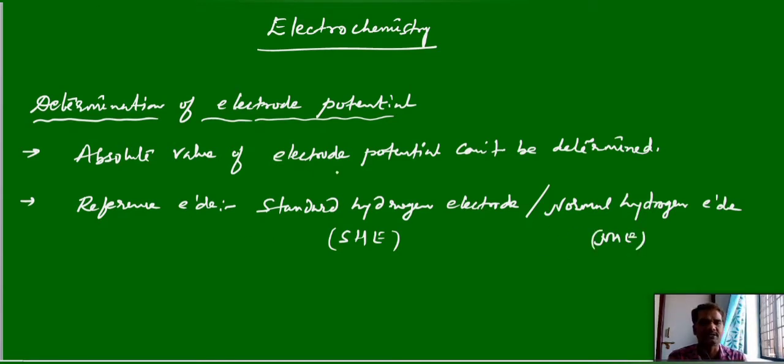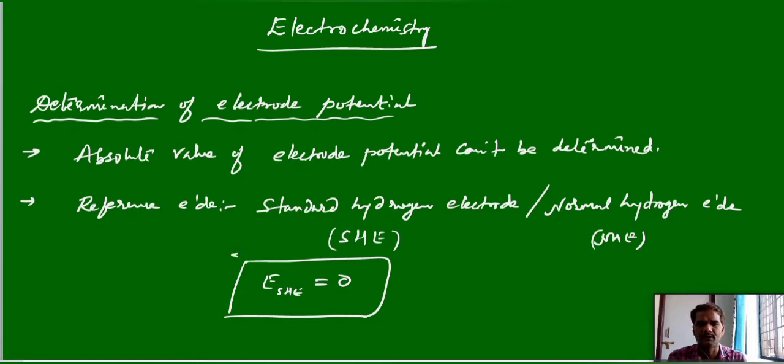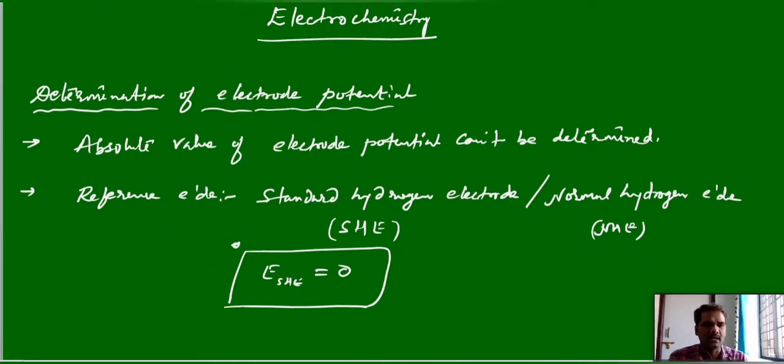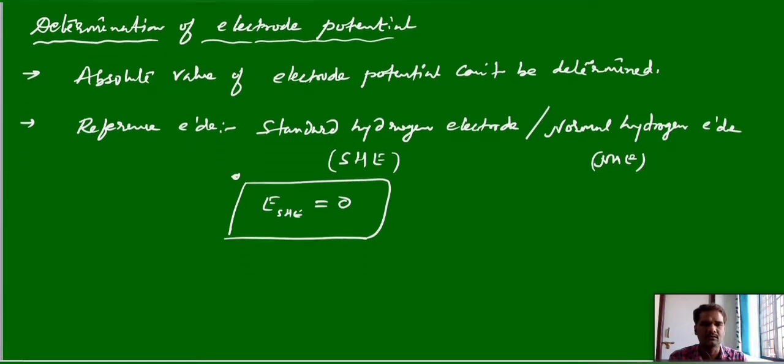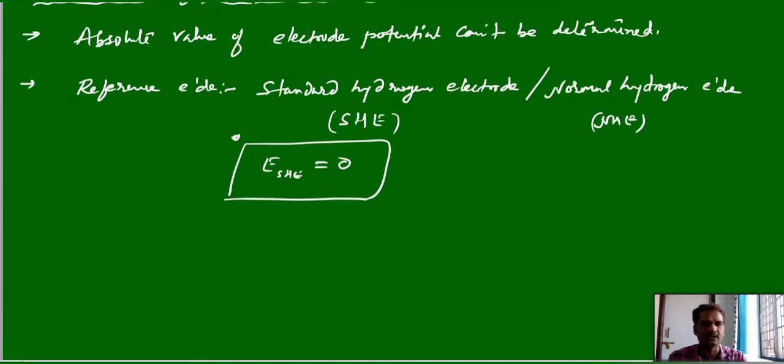The electrode potential value for the standard hydrogen electrode is assumed to be zero. So here, the potential of the standard hydrogen electrode is zero. This is very important. We assume it to be zero, and with respect to that, we can calculate. Then how does the hydrogen electrode look? We will see here the hydrogen electrode.